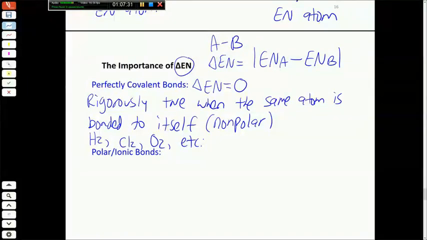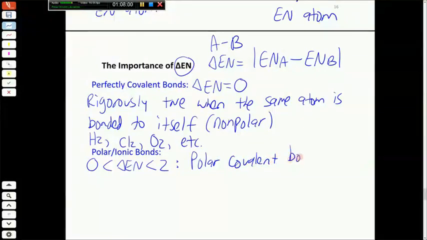But then if we have polar and ionic bonds, we have differences in electronegativity. And so if our difference in electronegativity is somewhere between 0 and 2, so it's greater than 0, meaning the two atoms have different electronegativities, but they're not so different from each other such that the difference between them is more than 2. These are approximate cutoffs. They're not really rigorous cutoffs. We call these in general polar covalent bonds. So in this case, we would still classify the bond as covalent, but we would say it's a polar bond because the electrons are shared unequally.